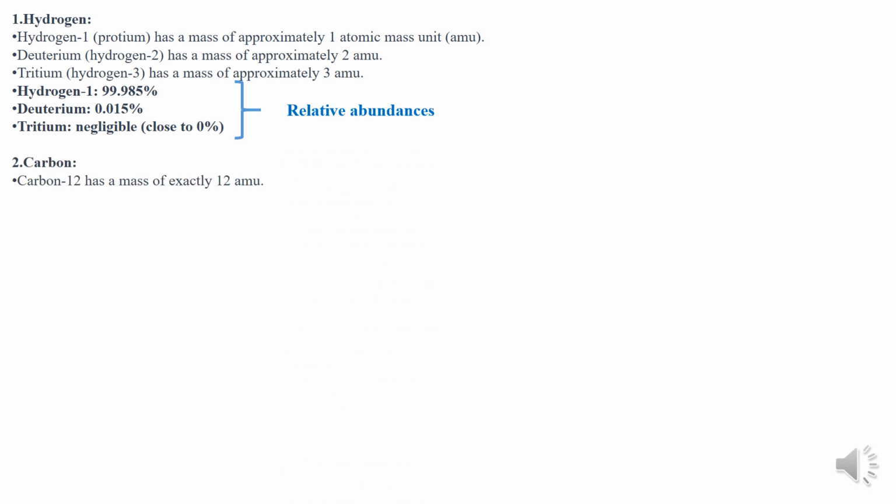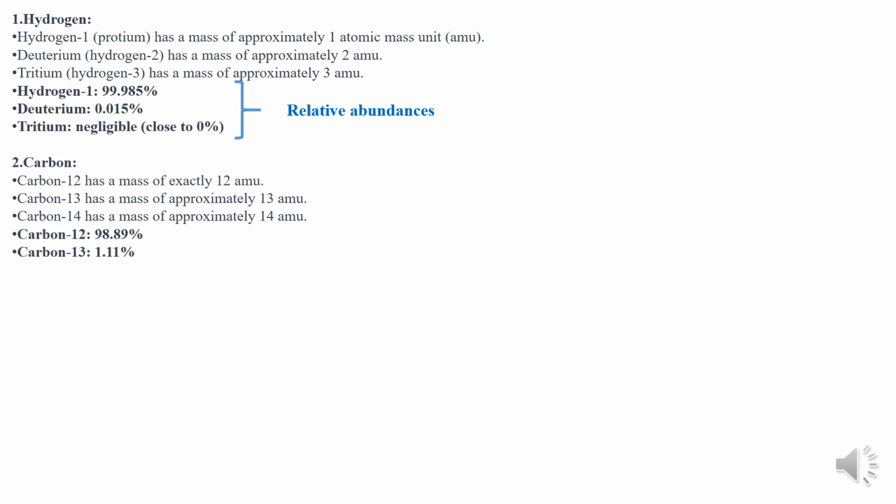And carbon-12 has a mass of exactly 12 atomic mass units. Carbon-13 has a mass of approximately 13 atomic mass units. Carbon-14 has a mass of approximately 14 atomic mass units. And the abundance of C12 is 98.89%. Carbon-13 is 1.11%, while C14 is negligible.